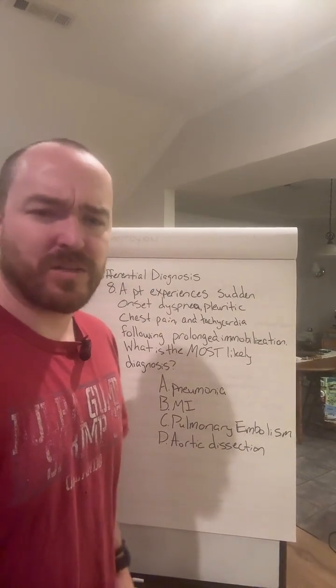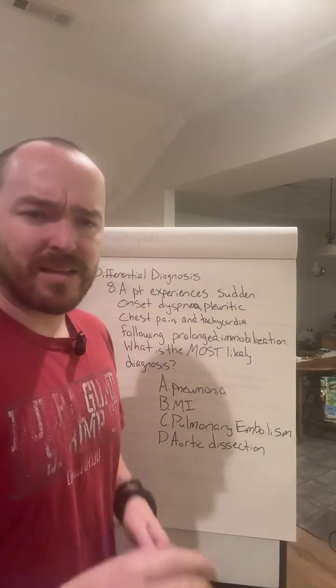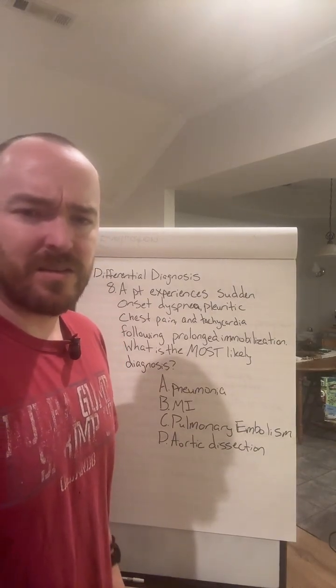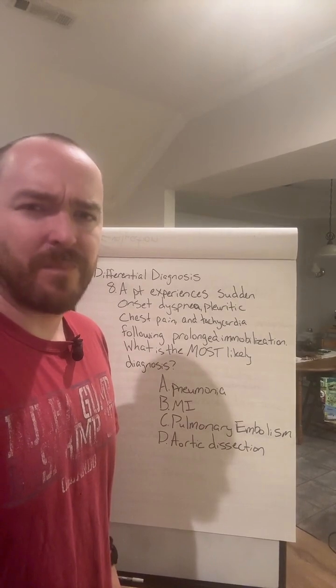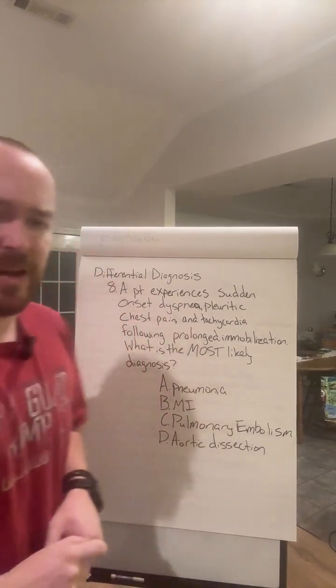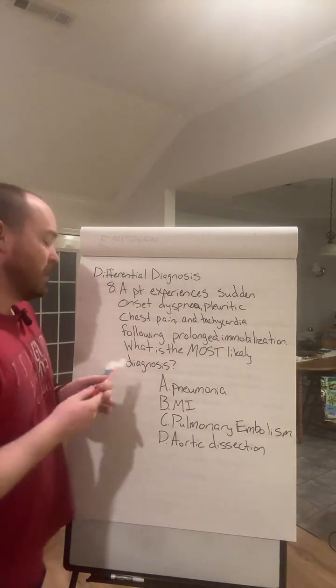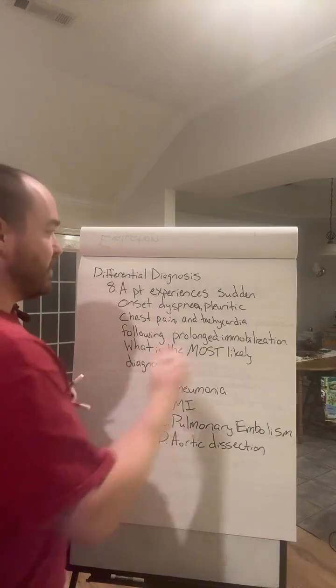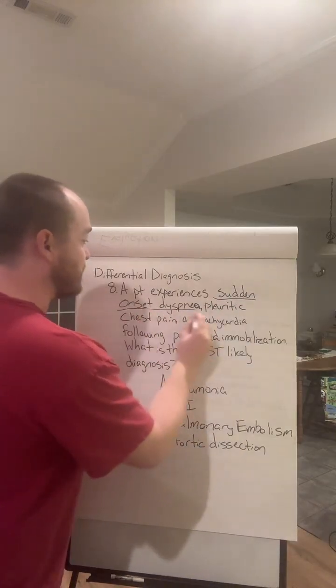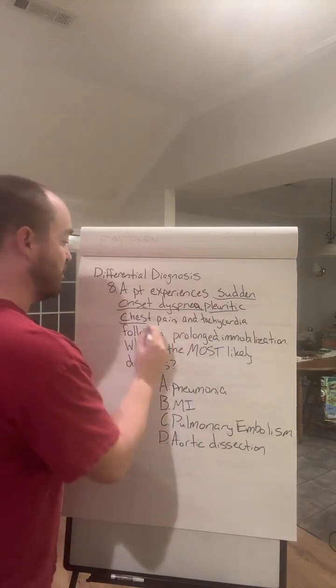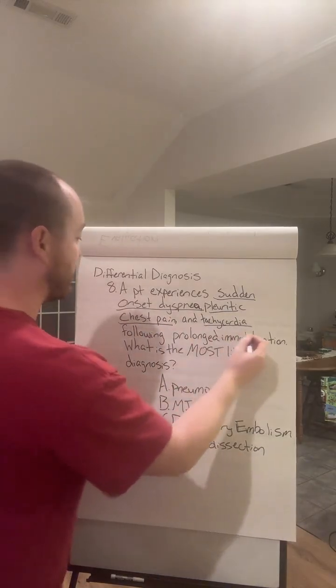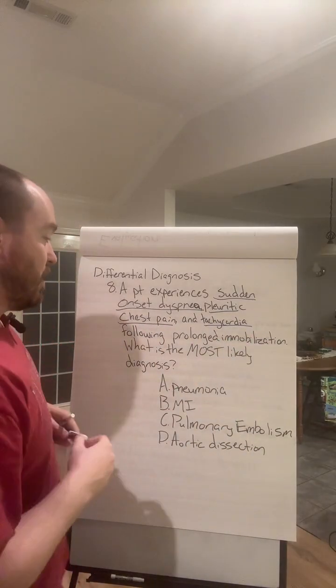Prolonged immobilization means a DVT dislodgement went to the lungs, which would be sudden onset. Okay, let's talk about it. So you guys are already putting pieces together. Important stuff: sudden onset dyspnea, pleuritic chest pain, and tachycardia following prolonged immobilization.